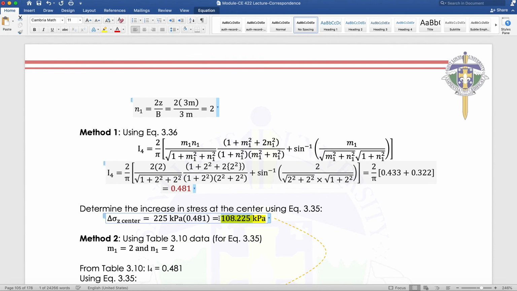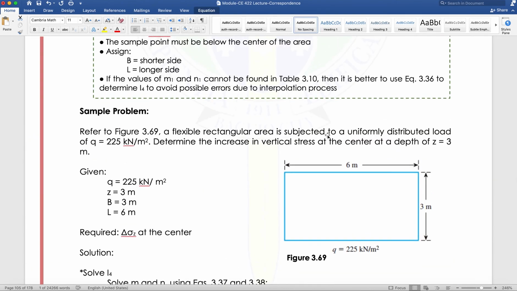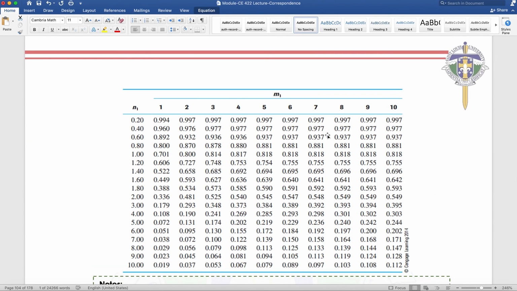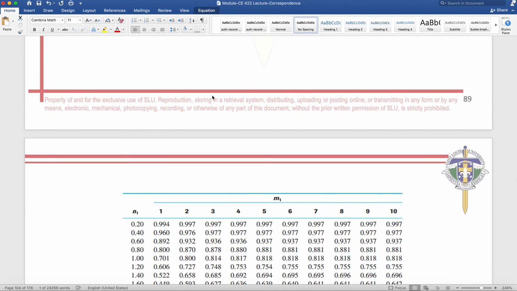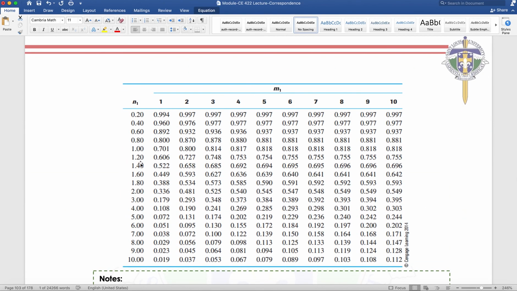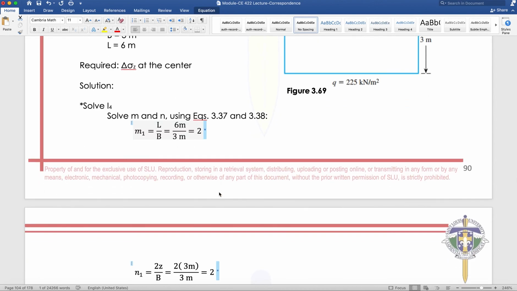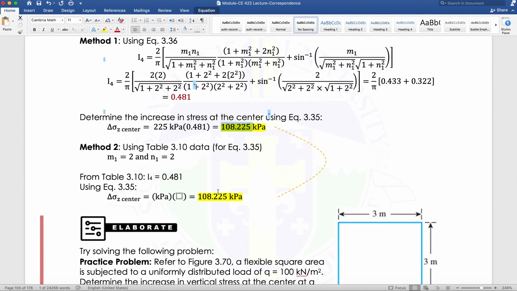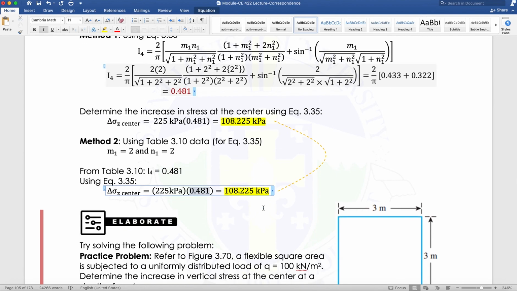Now, using the table 3.10, M sub 1 and N sub 1 is equivalent to 2. So, check natin. So, we have M, which is 2, N is equivalent to 2. So, ito, 0.481. So, substitute or place the value of I sub 4. So, 0.481. So, the same, no? 225 kilopascals times 0.481. And it will generate 108.225 kilopascals.